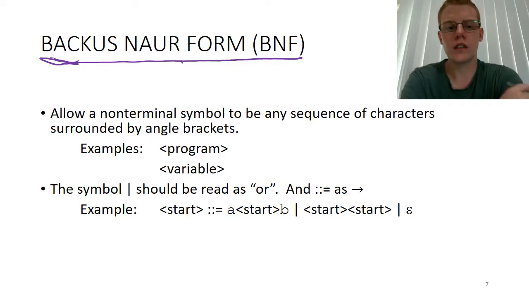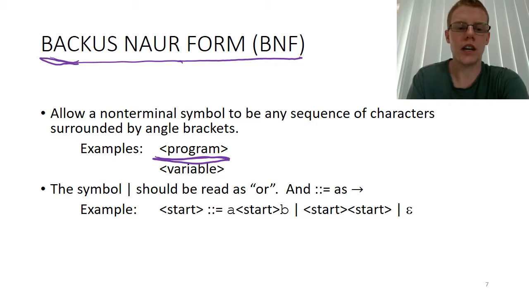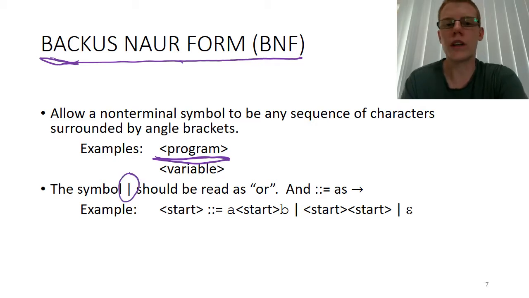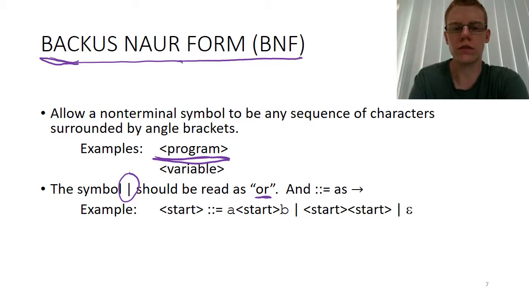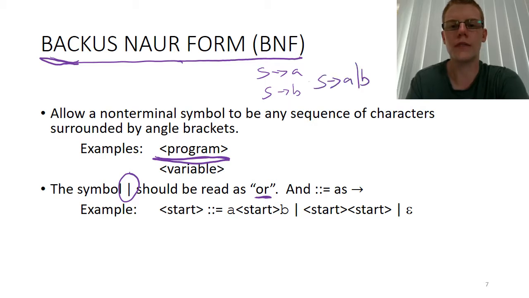So the basic version has its non-terminals as something surrounded by angle brackets. And it often uses the pipe symbol in the same way that we have in this course, to be read as OR. So if we have, say, S goes to A and S goes to B, we often simplify that down into a single rule, S goes to A or B. The same thing happens in Backus Naur Form. Also, often the symbol ::= is used where we use the right arrow.